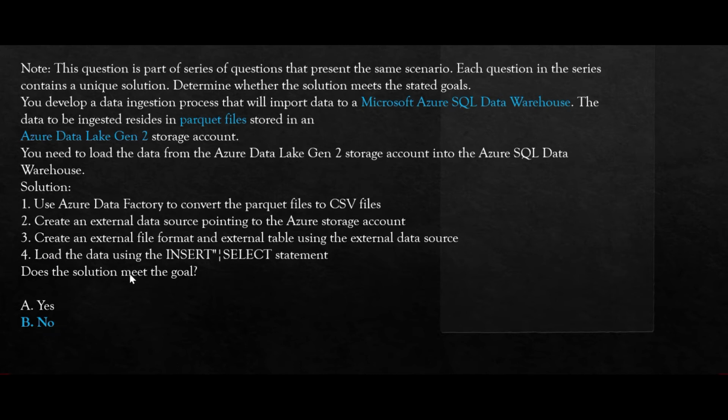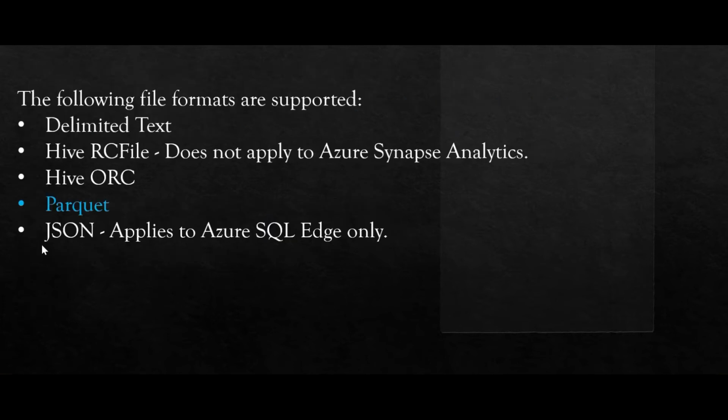The reason for that is, let's examine the solution here. The first one says use Azure Data Factory to convert Parquet files to CSV files. Now this is not a necessary step. So when you are using Polybase, which is a part of Azure SQL Data Warehouse or Synapse Analytics, Polybase is capable enough to read these Parquet files. Now these are the file formats that are supported by Polybase, and you can see Parquet is part of that. Other than that, we can see delimited text, ORC, JSON, etc.